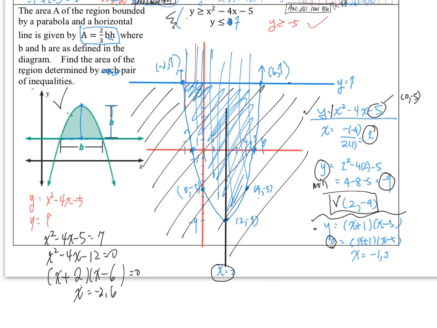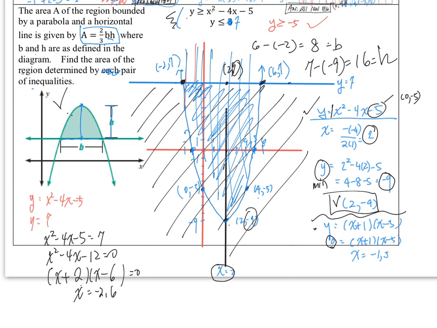So the base will be the distance from this point to this point. Since we know that it's -2 here and 6, we can take 6 minus negative 2, so we know the base is 8. And the height will be from this would be 2, 7. So we could take -9 units, or we could take 7, actually. 7 minus negative 9, so that'd be 16 units. And this will be your height.